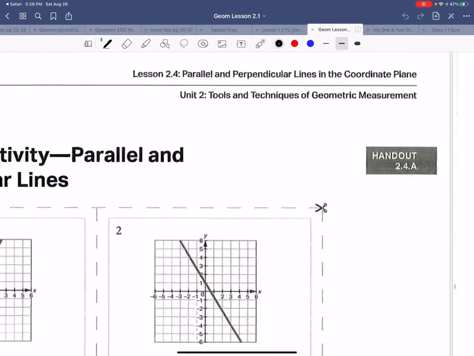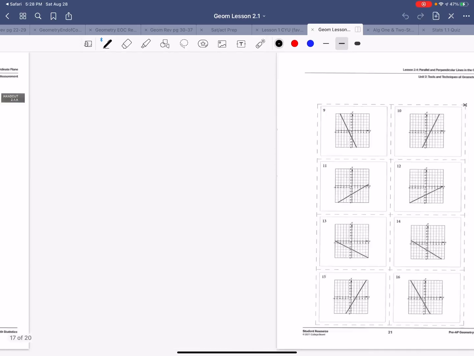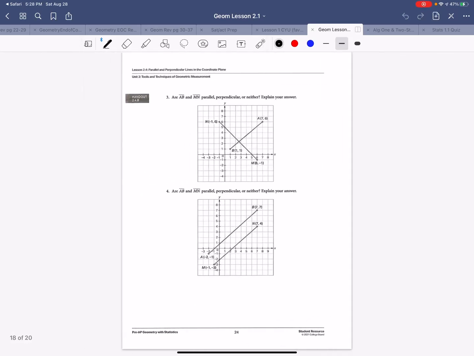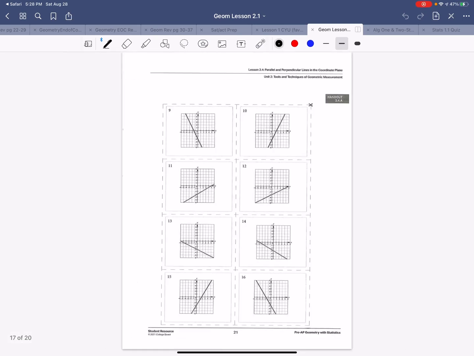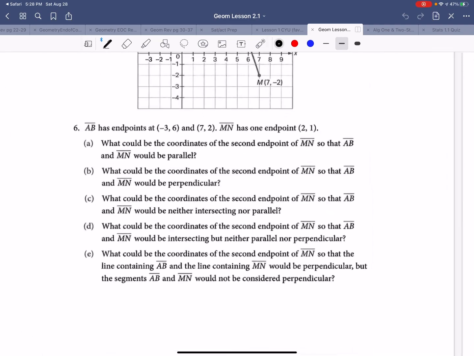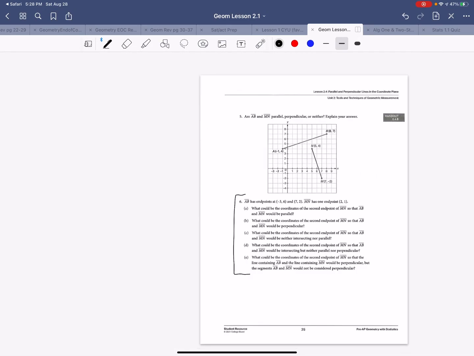Hey guys, we did lesson 2.4, perpendicular and parallel lines. And then we used that information to answer these questions: if they're parallel, perpendicular, or neither. And then we didn't finish this last one, question number 6, so we'll have to do that.